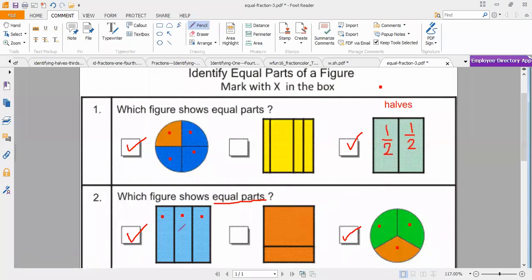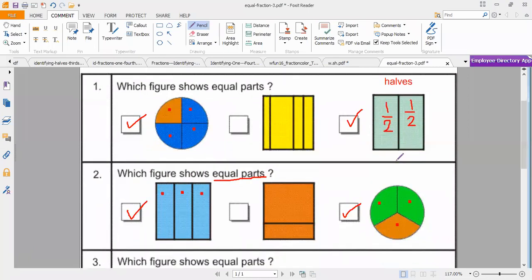Okay, two equal parts. Yalla, Batool. Here, do we have halves? The second one? Yes. Which one? Number 3 and number 1. Halves. Do you know what's the meaning of halves? Two equal parts.